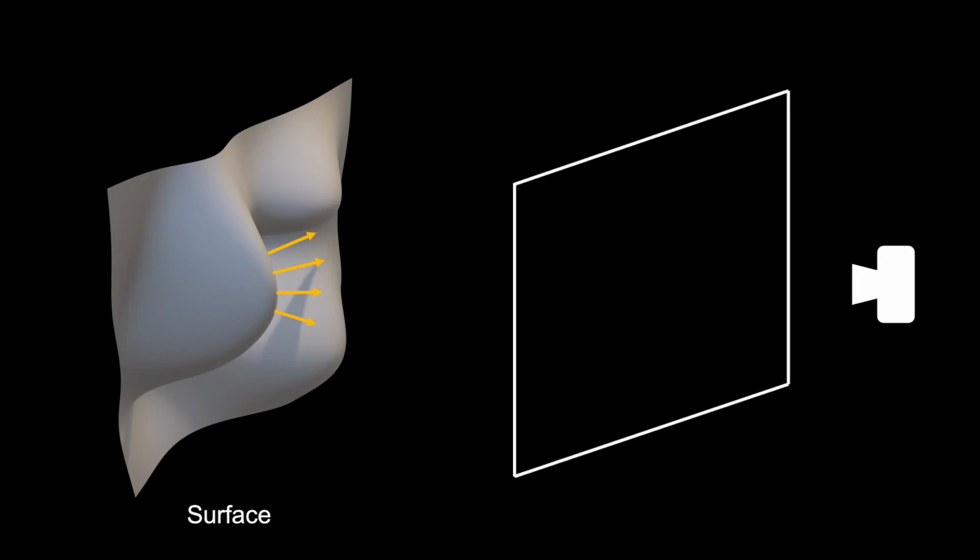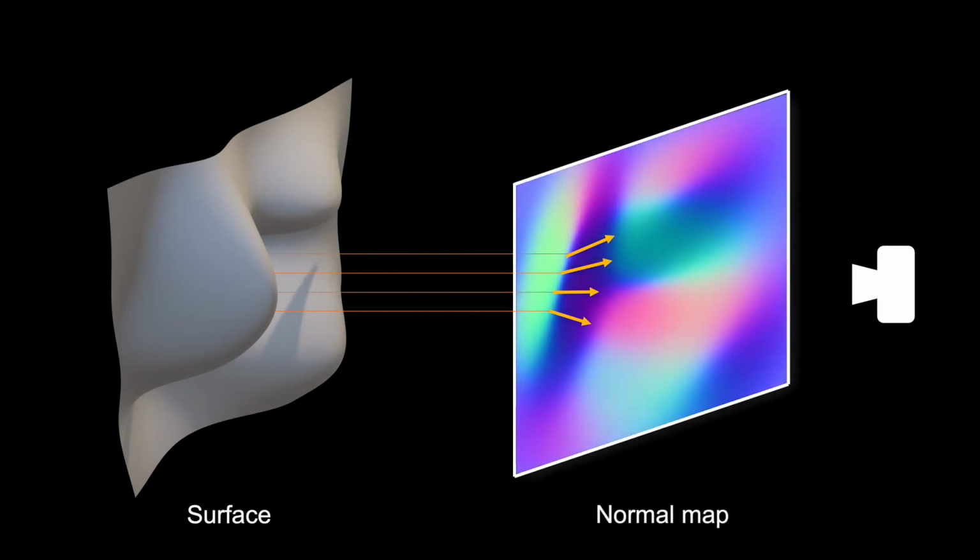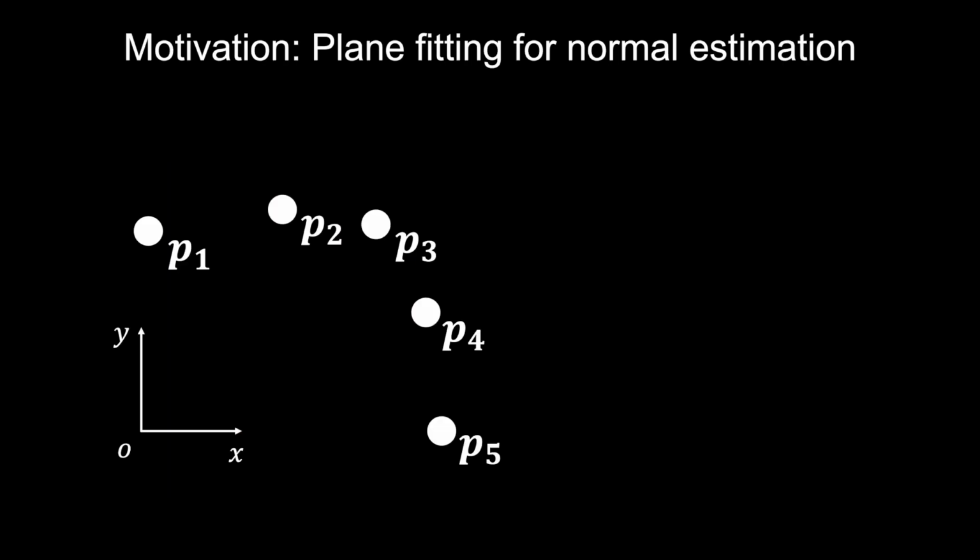Now a camera observes the surface and records the normal vectors on an image plane. This image is the normal map. Given this observed normal map, the normal integration problem tries to estimate the surface that best explains the normal map. Our method is motivated by plane fitting for normal estimation from point clouds.